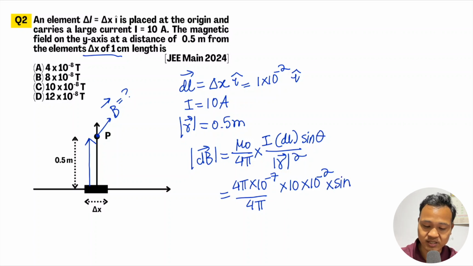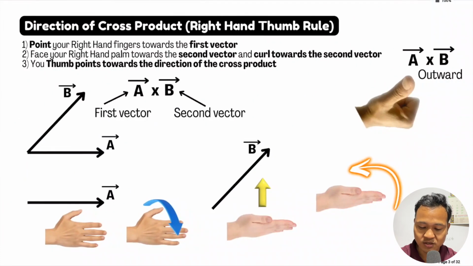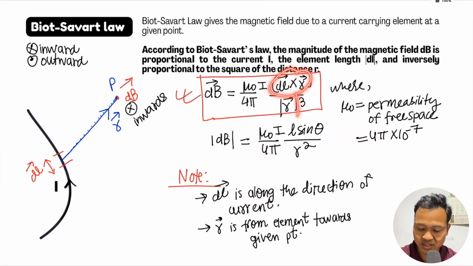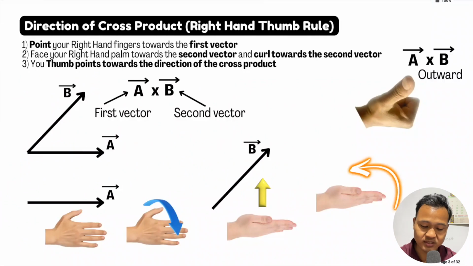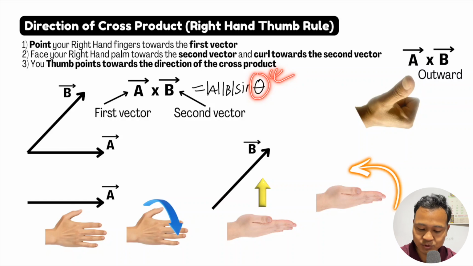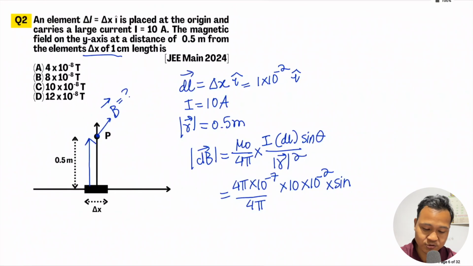If I write sin theta here, dl cross r, I can write this as dl into r into sin theta. So r gets cancelled out, and you have r square here. Sin theta is the angle between dl and r. So I can write this as A into B into sin theta, the cross product rule, where theta is the angle between A and B, the two vectors.